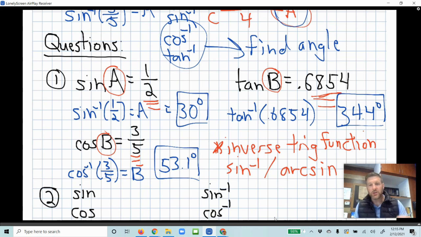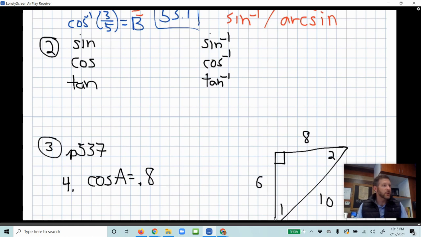So that's when you're going to use your trig inverse button to find missing angles when you already know the ratio, or you already know the sides together. Let's look at our second question. Our second question says, what do you use sine, cosine, and tangent for, and when do you use inverse sine, inverse cosine, inverse tangent? This is a really basic question, but we've said it several times.